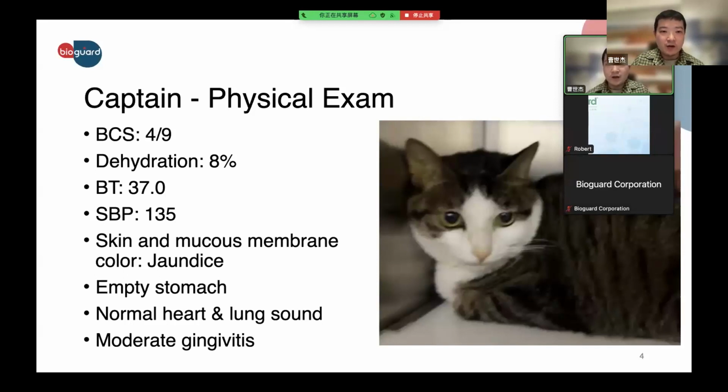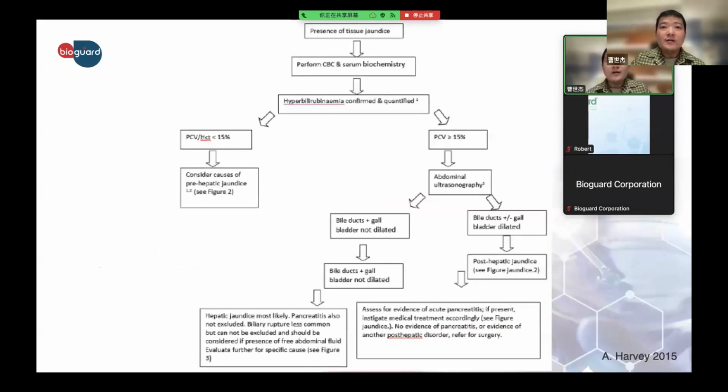Systolic blood pressure would be okay. The mucous membrane and the skin color would be jaundice. It's pretty yellow. Through the abdominal palpation, almost nothing can be felt. The stomach is empty, the intestine is empty, the lung sound is okay, but she has moderate gingivitis as well. Through the physical exam and the history, we can say the cat is a jaundice cat.